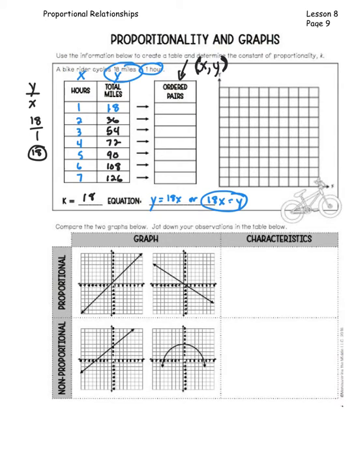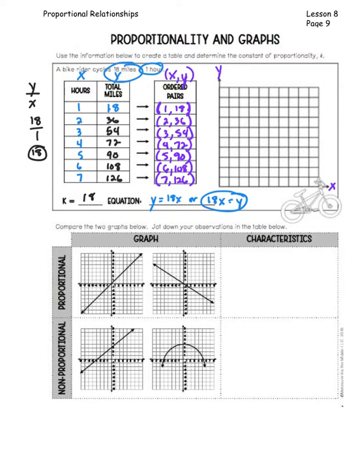So now we're going to start taking each X value in each row. I see 1 is paired up with 18, and we're going to marry them with parentheses to make sure we know that's a point. 2 is paired up with 36. 3 is paired up with 54, and you can pause this and finish the rest of this on your own.